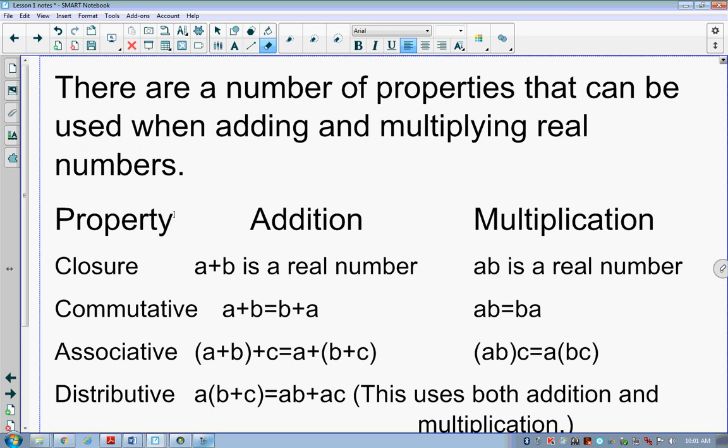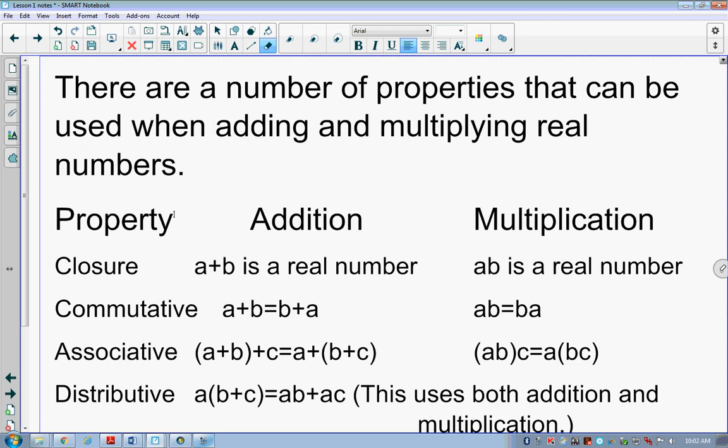There are a number of properties that can be used when adding and multiplying real numbers. So you're going to see those properties on the left and how they affect addition and multiplication. We would call the first one the closure property of addition or the closure property of multiplication, meaning that a plus b is going to be a real number, just so long as I'm adding real numbers.